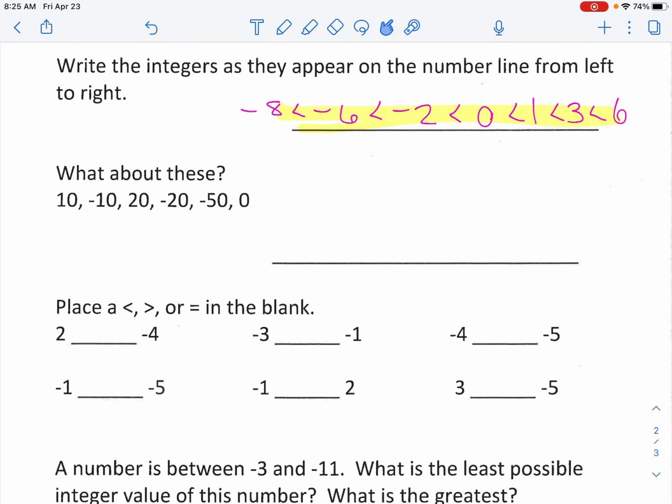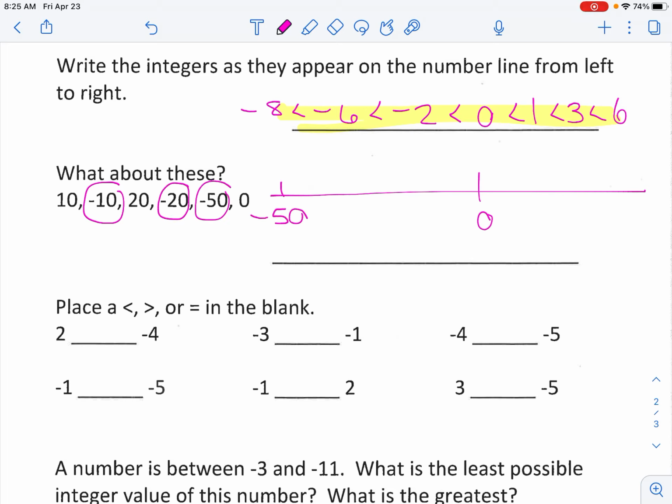All right, so what about these? Well, we know negative numbers are always going to be to the left. So I'm going to make myself a little number line. I'm going to put 0 in the middle. So I'm going to pick out all my negative numbers first. So I know -50 would be way down here to the left. I know -10 would be fairly close to 0, and -20 would be to the left of -10. So 10 would be to the right, and 20 would be to the right of that.